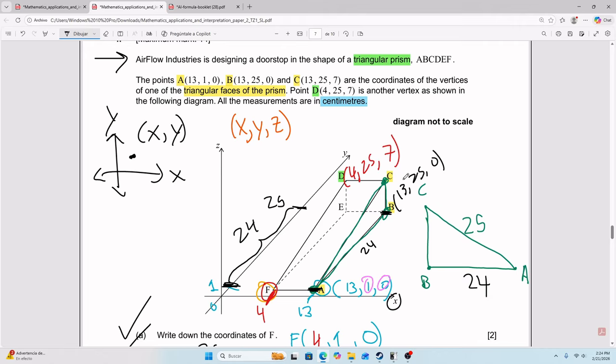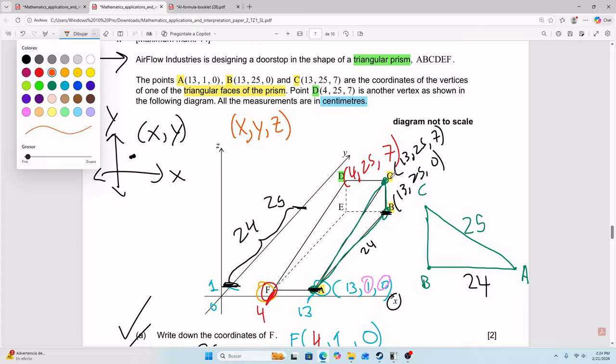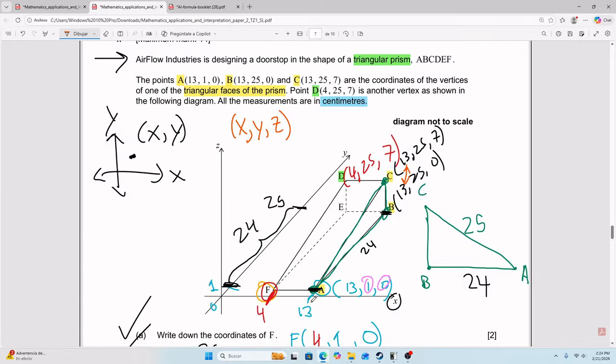And now to find the distance between B and C, which is this height here, ¿cierto? Let's just write down the values of C. C is 13, 25, 7. And immediately we can tell that they share these two 13s because they share the X value here. They share these two 25s because they share the Y value here.